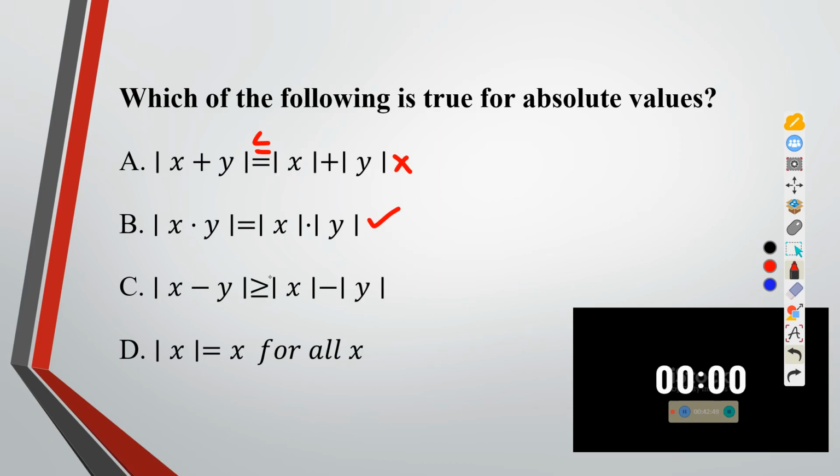This one here is not true. The magnitude of this should be greater or equal to the magnitude of the whole of this. So magnitude must be there. Magnitude of x is equal to x for all x. This is not true. Magnitude of x is not equal to x for all x. So our answer will be B, where we have magnitude of x times y is the same as magnitude of x times magnitude of y. So that will be the answer.